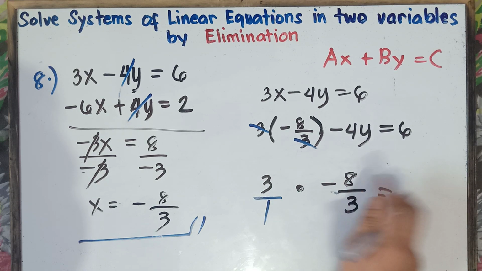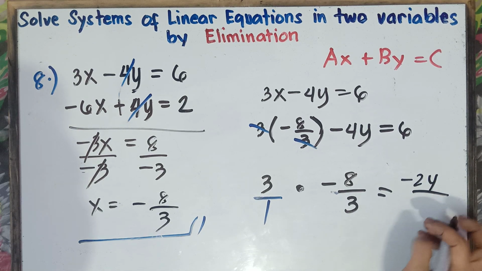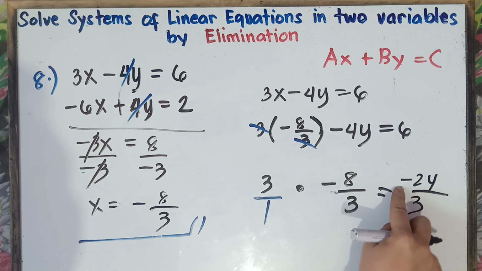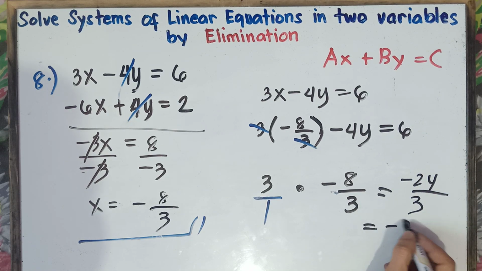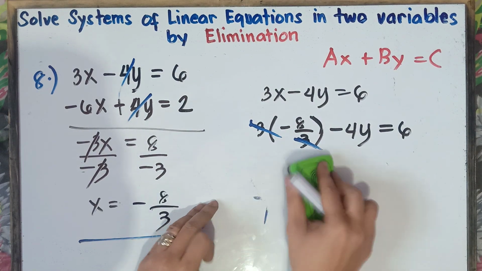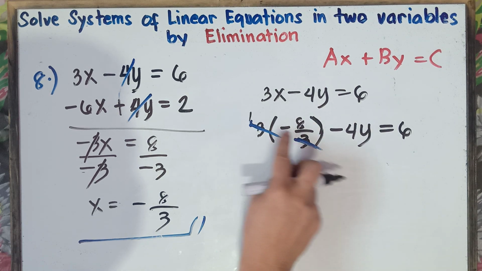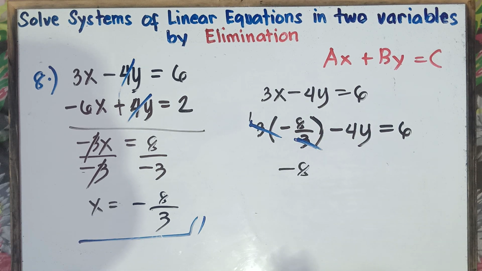3 times negative 8, that would be negative 24. Multiply the denominators. 1 times 3 is 3. Negative 24 divided by 3, that would be negative 8. That's why, class, I told you a while ago, you can just simply cancel this out and then simply copy negative 8. Because we can divide this one, class. 3 divided by 3, that would be equal to 1. And then 1 times negative 8, that would be negative 8.